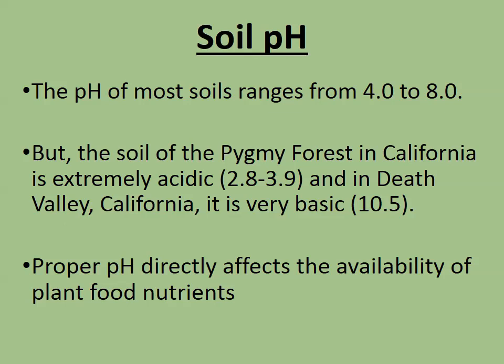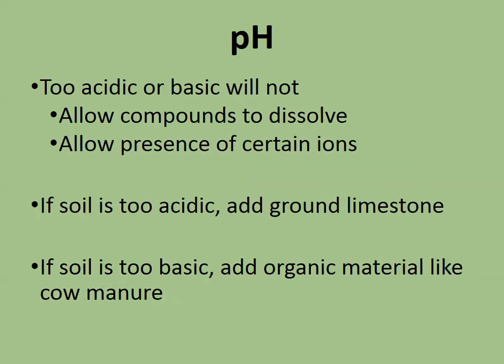Proper pH directly affects the availability of plant food nutrients. So if it's too acidic or too basic, the compounds won't dissolve into water. The plant will not be able to take up those nutrients, and the pH allows the presence of certain ions.